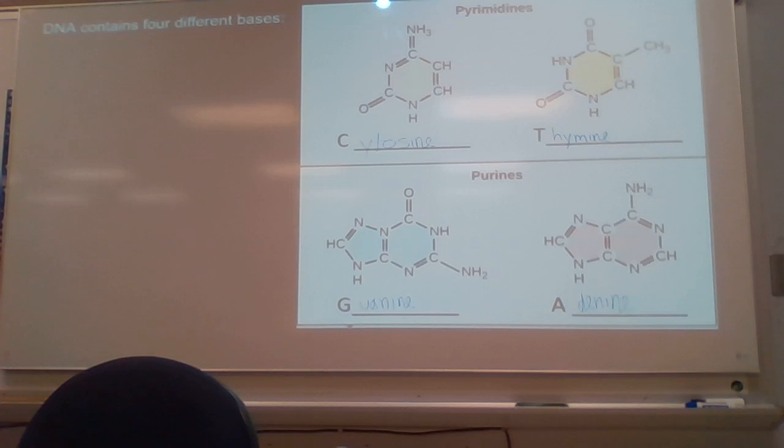When we talked about base pairing and those ratios, Chargaff's ratios yesterday, we know that C and G come in equal amounts, so they always pair together. And A and T come in equal amounts, so they always pair together. So we always have a pyrimidine paired with a purine. When we pair those up, they're going to take up the same amount of space because we have a double ring with a single ring and a double ring with a single ring.